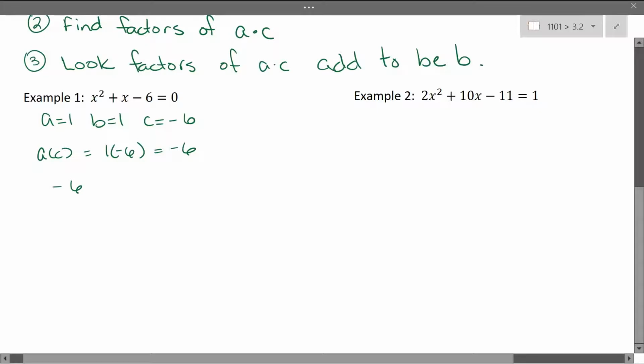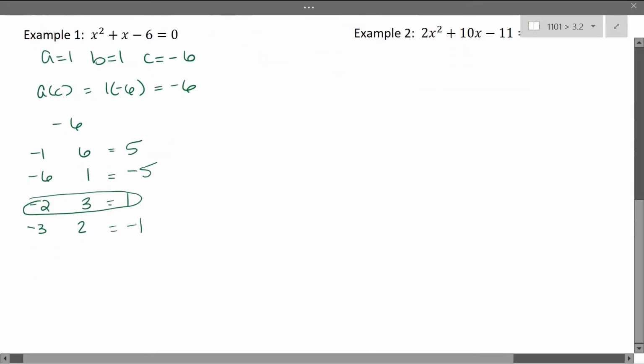So what are our factors of negative 6? We have negative 1 times 6, negative 6 times 1, negative 2 times 3, and negative 3 times 2. So if we add negative 1 and 6, we get 5. If we add negative 6 and 1, we get negative 5. If we add negative 2 and 3, we get 1. And if we add negative 3 and 2, we get negative 1. Our b is 1, so these are what we're looking for.